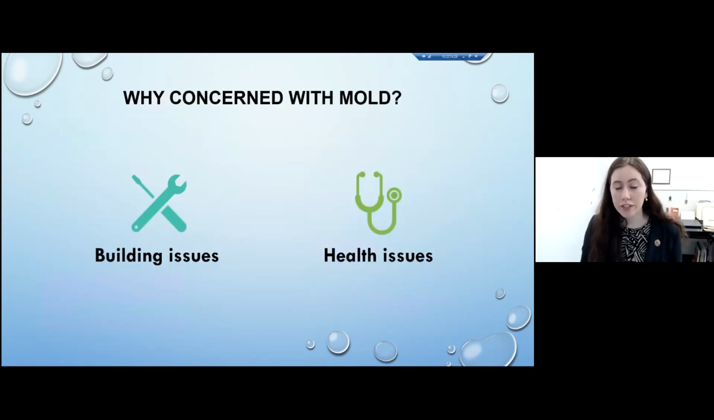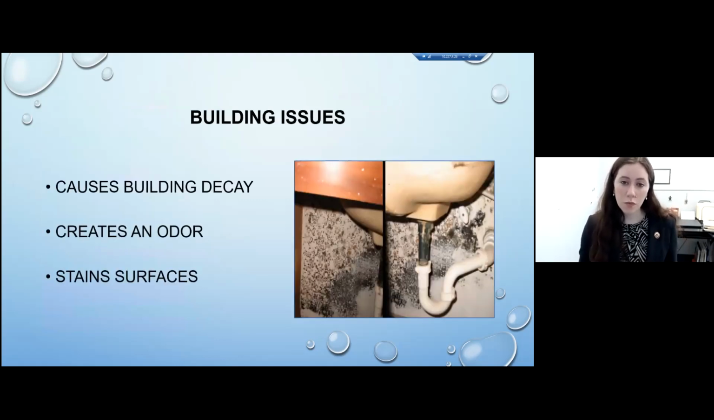So with mold growth, we're concerned with two major things. We're concerned with building issues and we're concerned with health issues. So with building issues, mold can cause building decay, like you see on decaying buildings. It can also create that musty odor that you sometimes smell in basements. And it can also stain furnishings and different surfaces. So mold can cause all these three issues if just left to do its thing. And you can start to see these types of issues, maybe all of them, maybe some of them, on our building properties. So managing mold really does keep the integrity of your building in check.